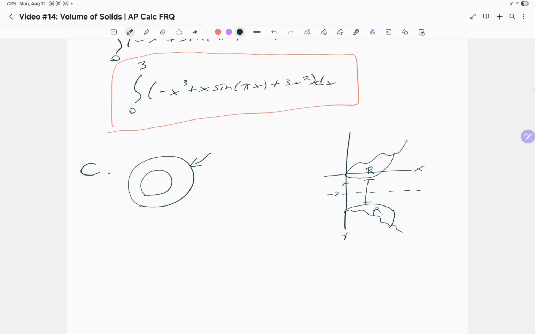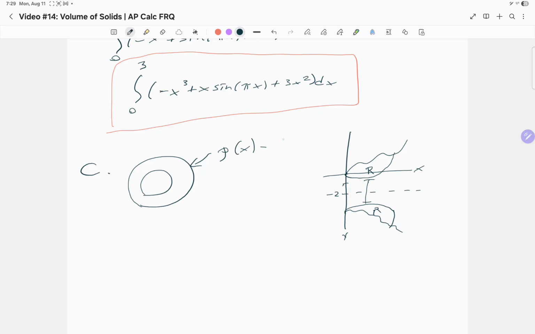The outside part of this washer is going to be that region R. Yes, it is sort of hard to grasp here, but the outside part of that region is R. The outside part of that is going to be g of x minus f of x.